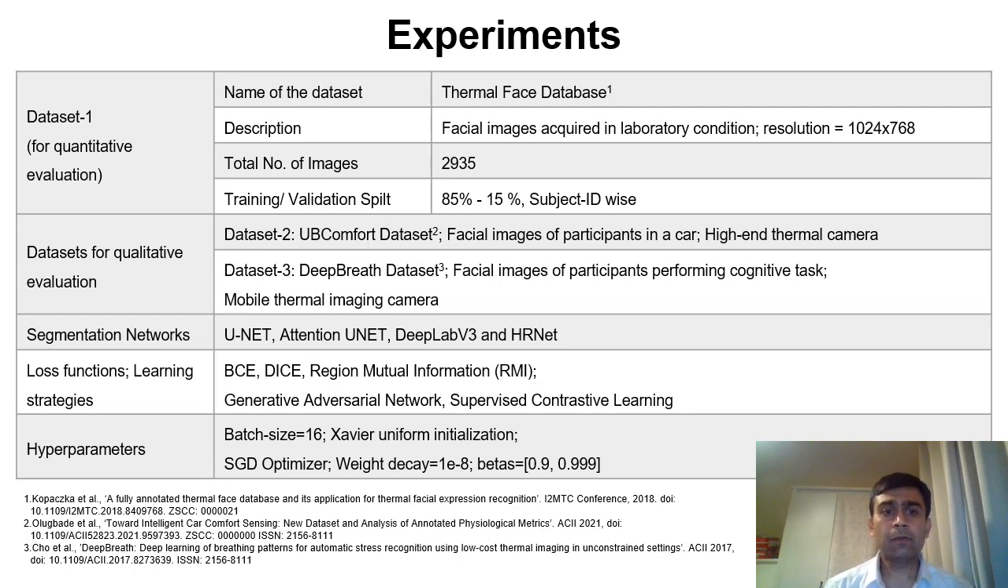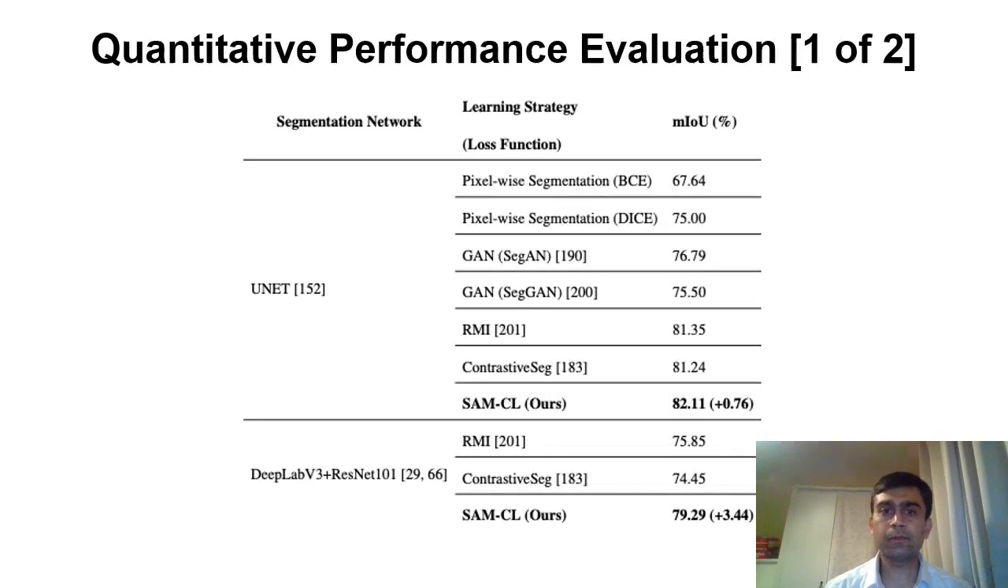As the thermal phase database is acquired in controlled settings, we perform qualitative evaluation on the UV comfort and DeepReD datasets that represent real-world settings. However, as these datasets do not come with ground truth annotations, we could not run quantitative performance analysis on these datasets.